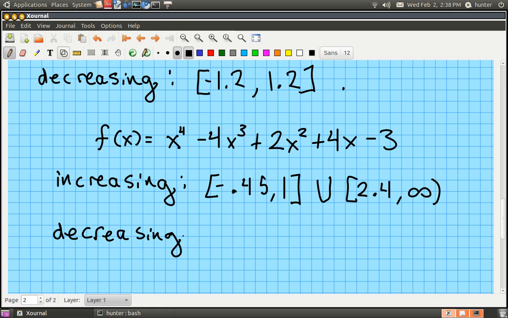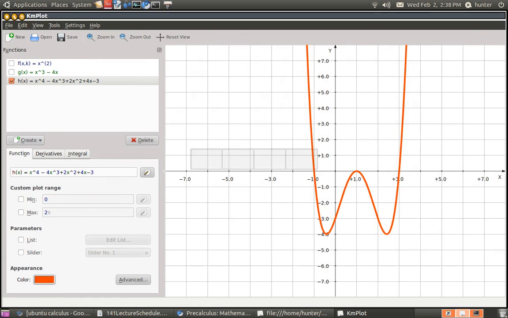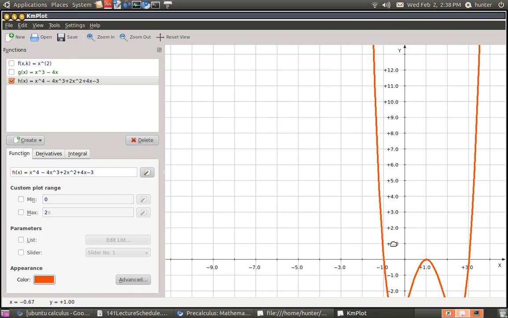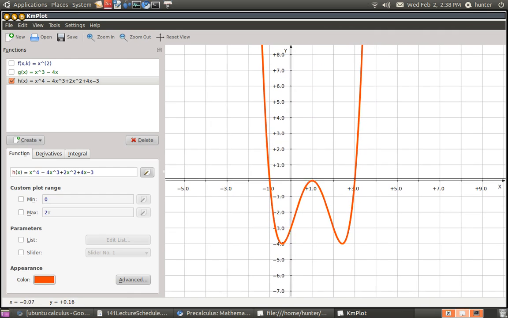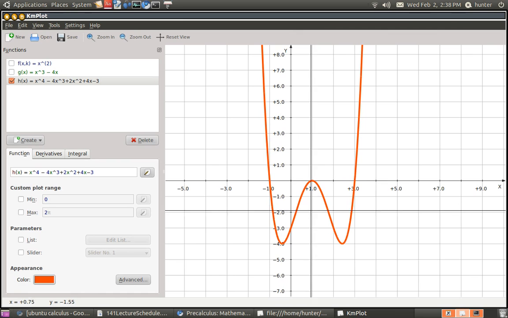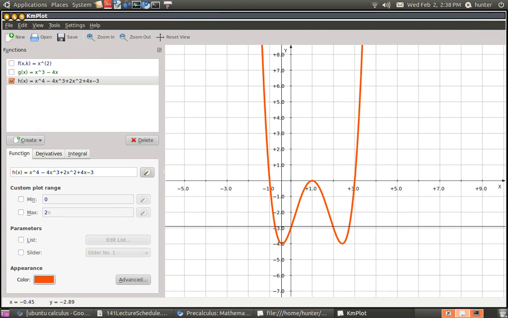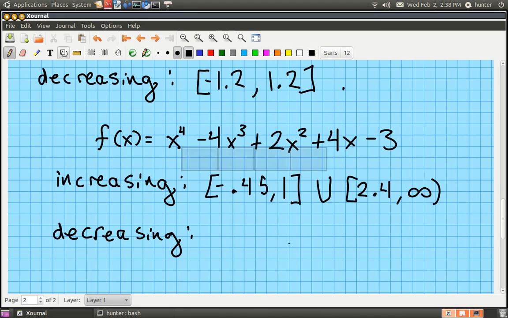And now let's see where it's decreasing. So I'll go back to the picture here. Alright, so there's this big tail of it, right? It is decreasing from negative infinity all the way over to, what did I say this point was? I think I said it was negative 0.45. Is that what I said? Yeah, I said it was negative 0.45, so I'll be consistent. So it's decreasing from negative infinity to negative 0.45.